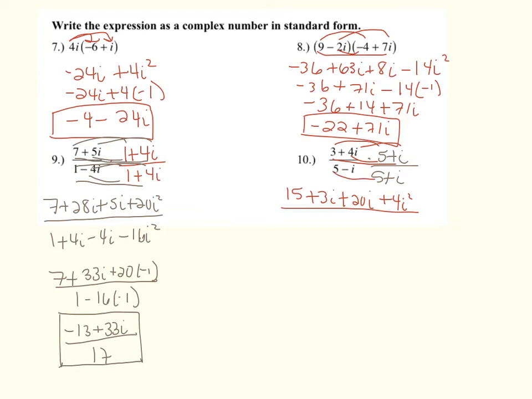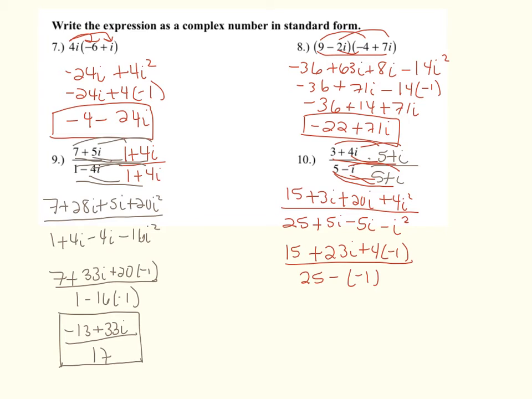Same in the denominator: first terms, outside terms, inside terms, and last terms. So I start simplifying at the top. 15 plus 23i plus 4 times negative 1 over 25 minus negative 1.